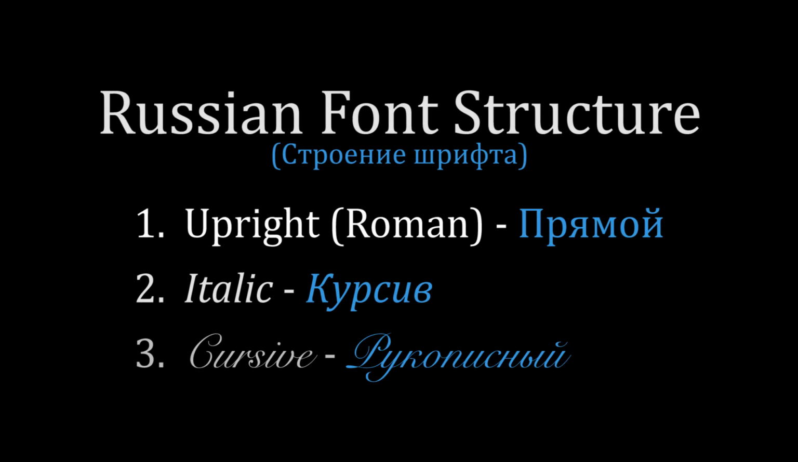The Russian language employs three main font structure types: upright or Roman, italic, and cursive. Note that kursiv in the Russian language actually refers to the English word italic, whereas rukopisny refers to the English word cursive. Bold-faced and underlined font styles exist. However, they do not affect the structural shape of the letters like italic and cursive styles do in the Russian language.